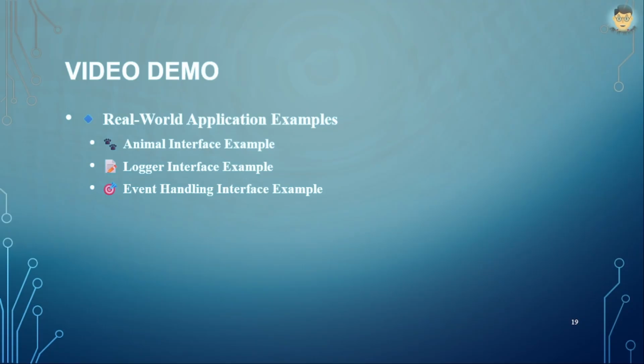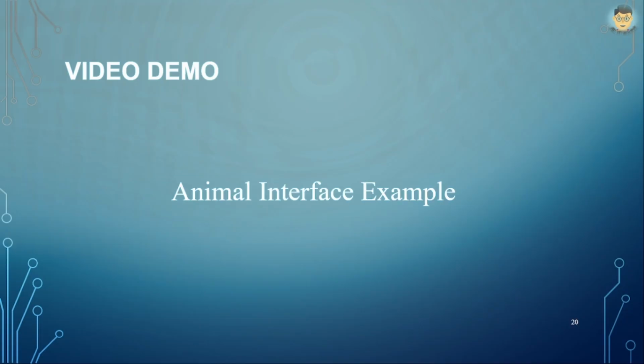Finally, I will walk you through some real-world examples of how interfaces are applied in Java. We'll look at three cases: the animal interface, the logger interface, and event handling with interfaces. In the first example, we define an animal interface. Both dog and bird implement the same methods, but in their own way. A dog barks and runs while a bird tweets and flies. This shows how interfaces allow consistency with different implementations.